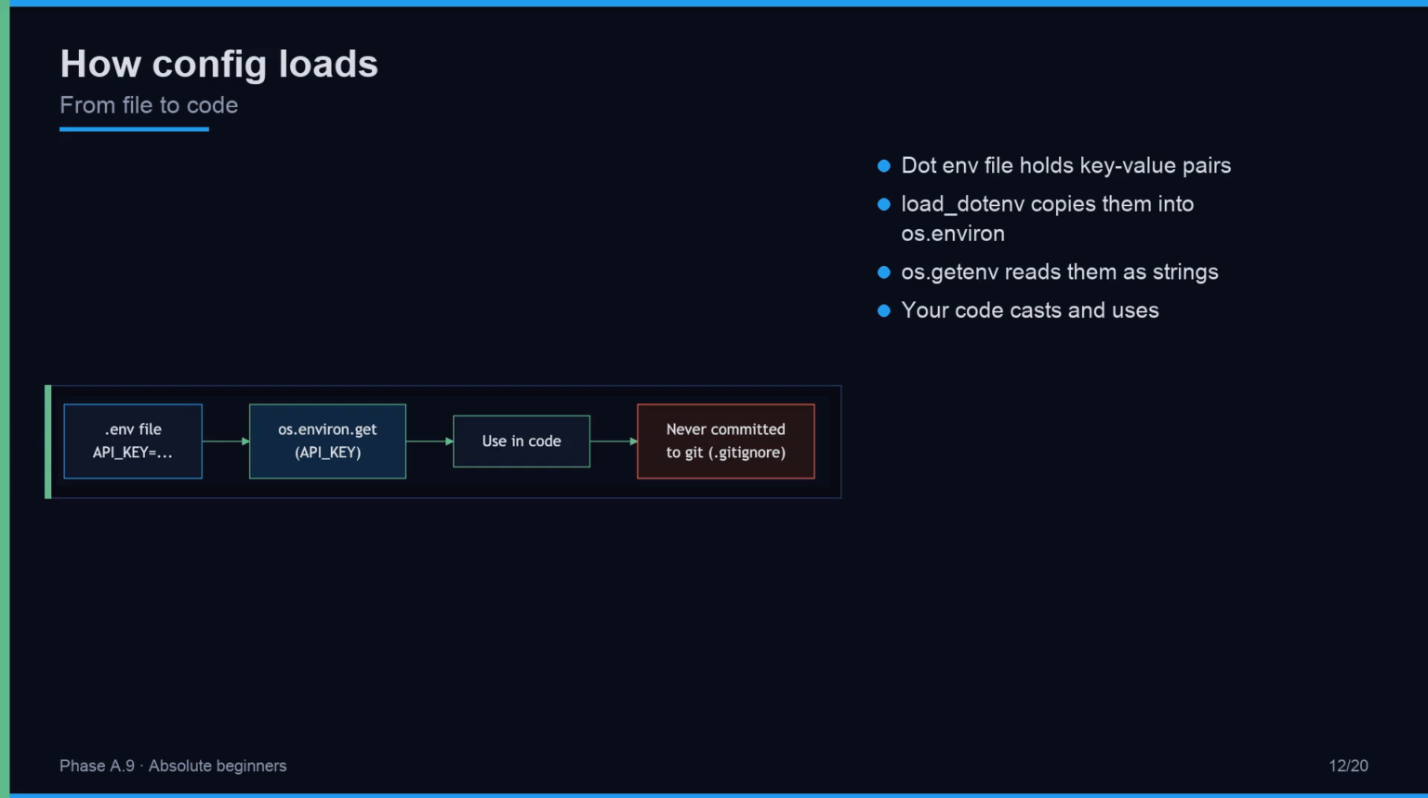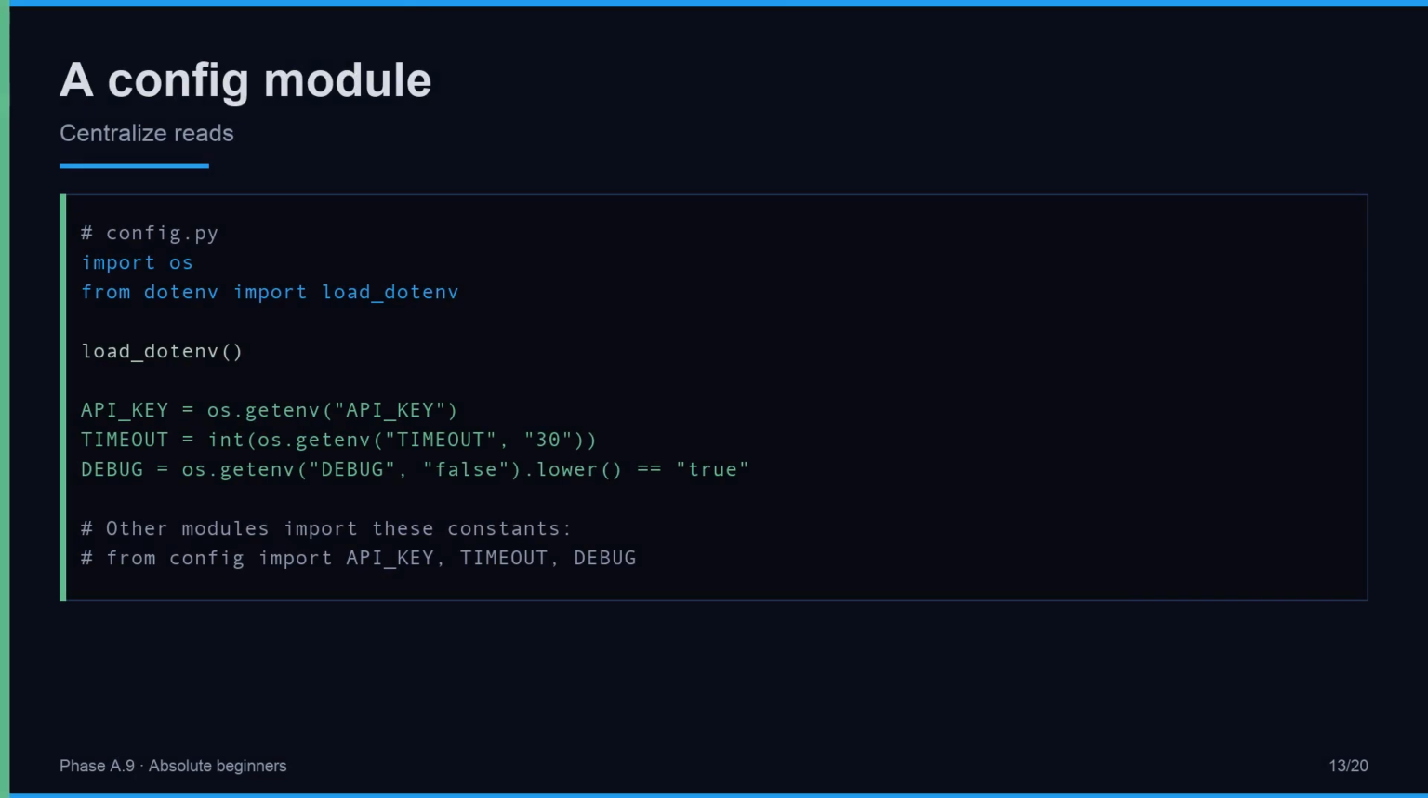From file to code. Instead of reading environment variables in every file, centralize the reads in a config module. config.py loads .env once, then exposes constants with proper types and defaults. API_KEY is a string. TIMEOUT is an integer. DEBUG is a boolean. Other modules import these names directly. One source of truth. If a variable name ever changes, you update one file.